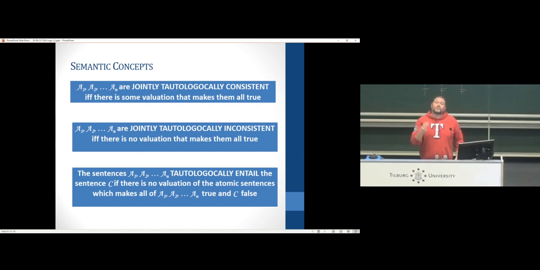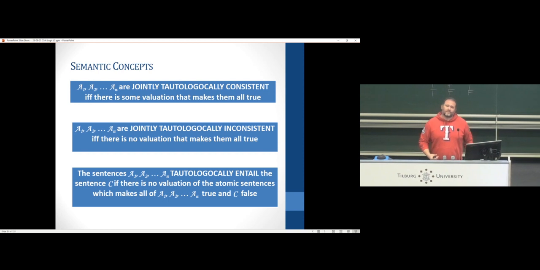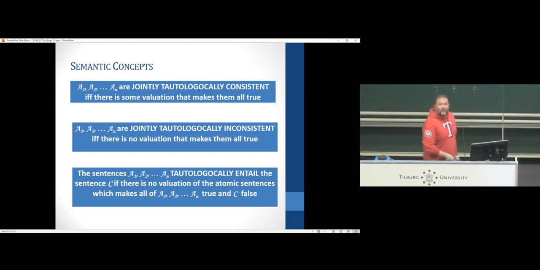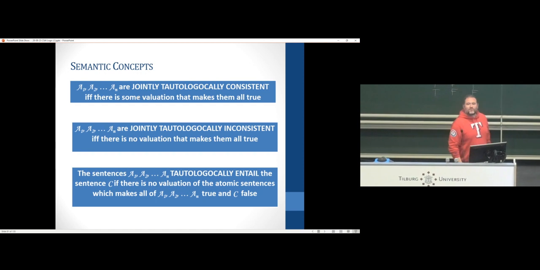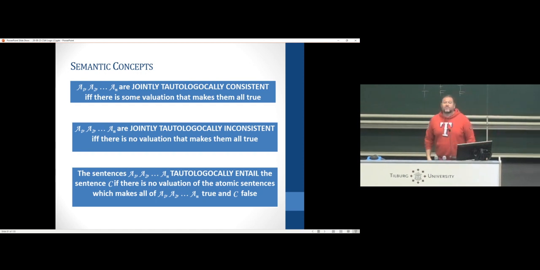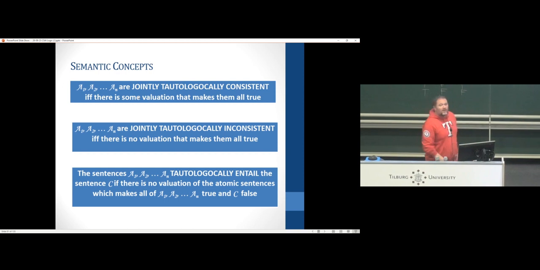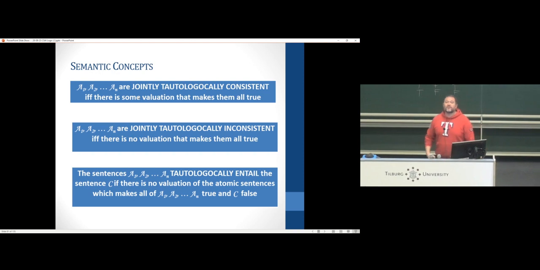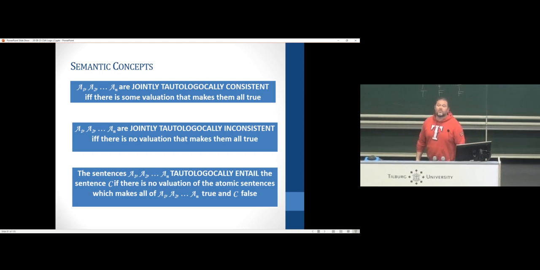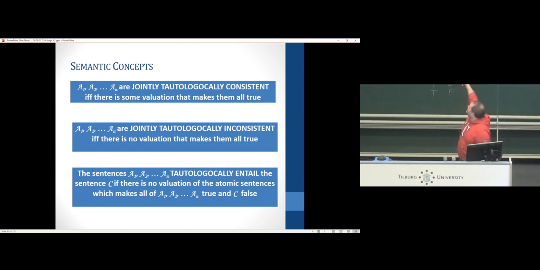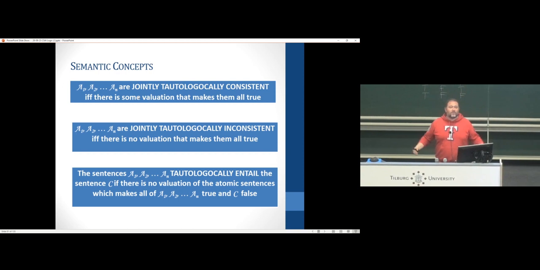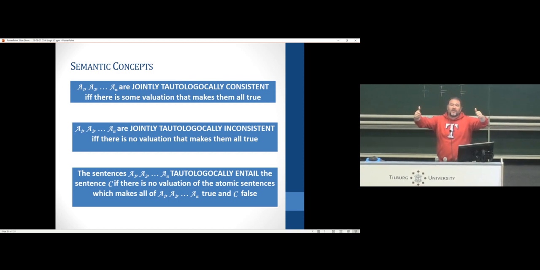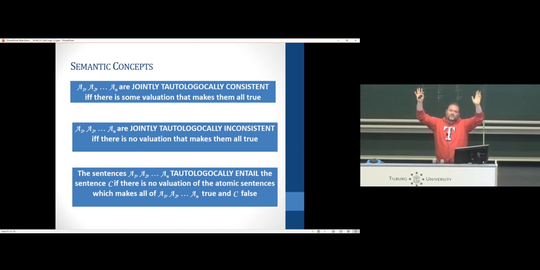There are also a few more notions we want to define. Two of them should look very familiar. Our top two. We have some sentences, A1 through AN, are jointly tautologically consistent, if and only if there's some valuation that makes them all true. Or to put it another way, if there's at least one row on our table where everyone's got a T under the main operator, they are jointly tautologically consistent.